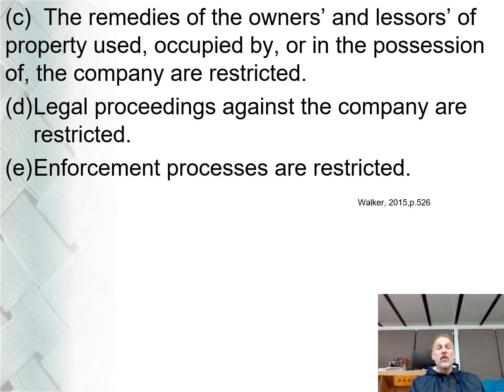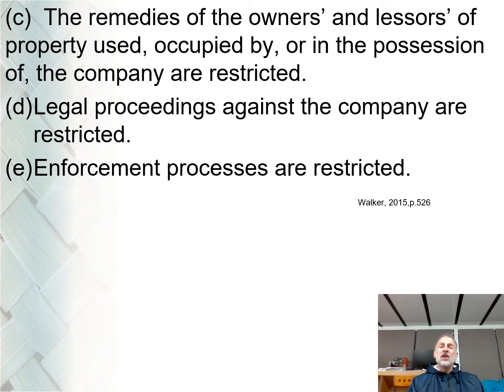And it's still continuing. The remedies of the owners and lessors of property used, occupied by or in possession of the company are also restricted. In other words, you can't just go in there and take your property because you're not allowed to. They will first sort it out and say, okay, we really see this is not fraud, now you can take it. So there will be a stage. But for now, in the beginning, guess what, people? It will be restricted, that safety period.